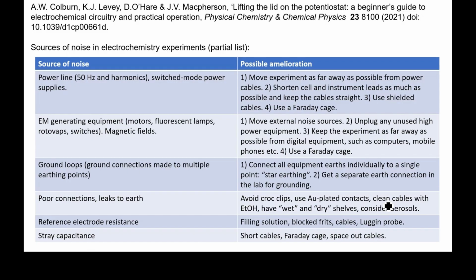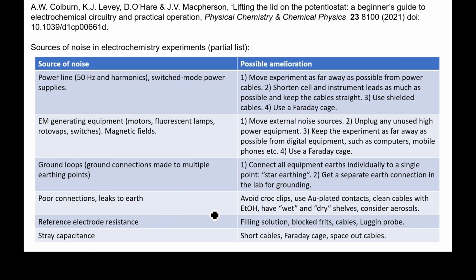Ground loops from earthing your equipment at different points. You need to connect these through star earthing. So get a separate earth connection in your lab, get the estates department to put in a separate earth, which goes all the way back to the consumer unit, separate from the mains earth, so that you're not trying to use a main socket to ground your experiment, which is going to be subject to digital noise from all of the computers and phones in your lab.